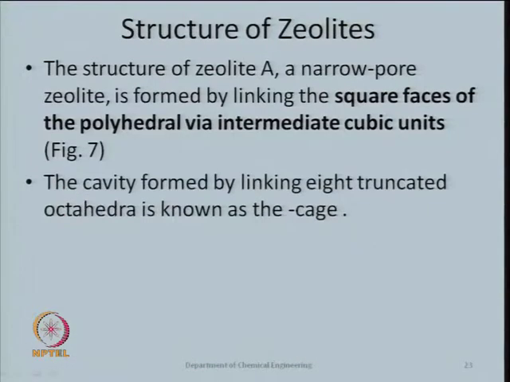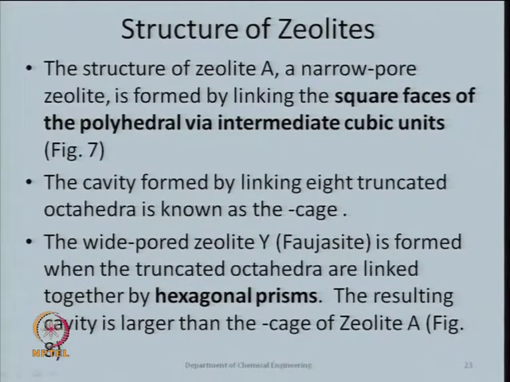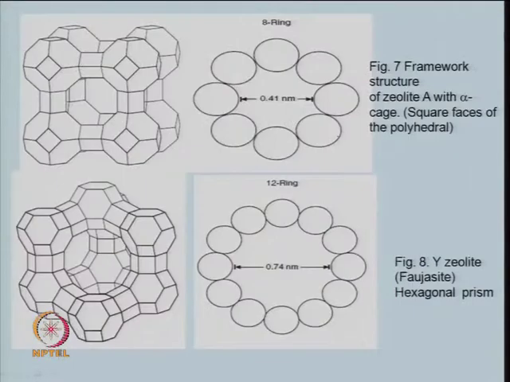Structure wise, if you look at that, we have talked about it so many times now. The structure of zeolite, which is A type zeolite, Linde A, is a narrow pore zeolite, which is formed by linking the square faces of the polyhedra via intermediate cubic units. This is the same thing I talked about before: the primary building unit, then the secondary building unit, and then the tertiary. So, in A type you have square faces of the polyhedra connected by intermediate cubic units, something like what is shown here.